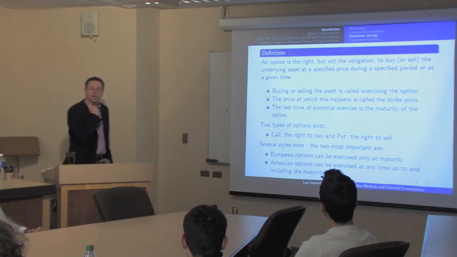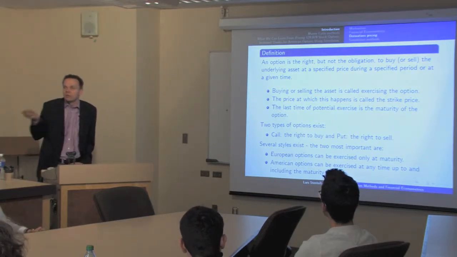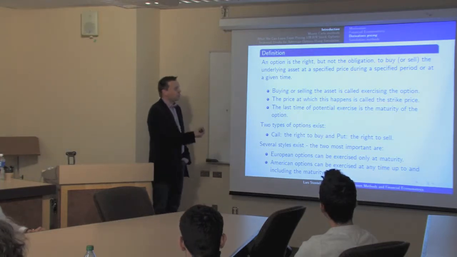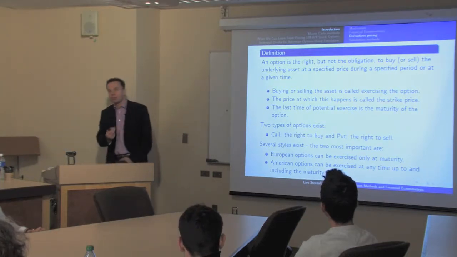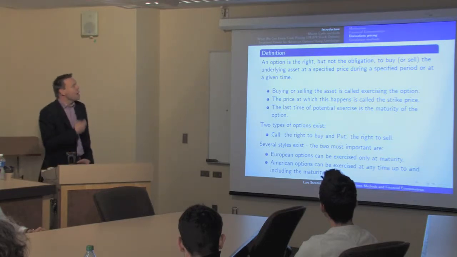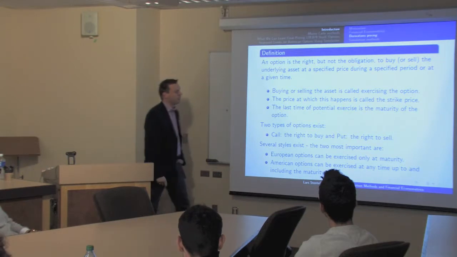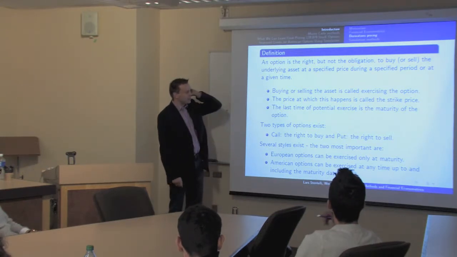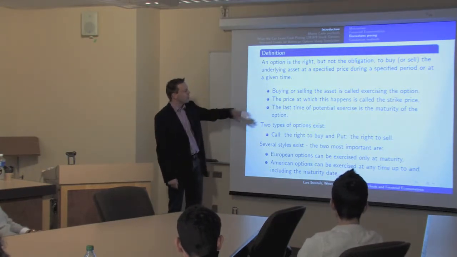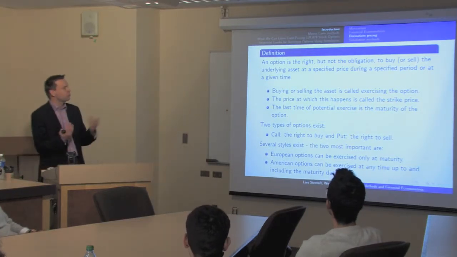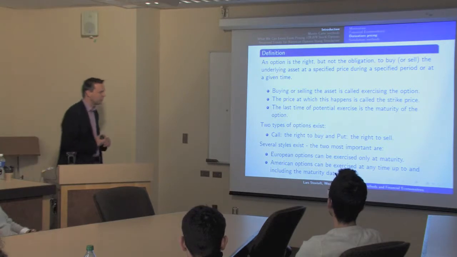An option is the right, but not the obligation, to buy or sell the underlying asset at a specified price during a specified period or at a specified time, okay? Some notation here, or some vocabulary. Buying or selling the asset is called exercising the option. The price that you trade at is the exercise price, and the latest point in time at which you can trade is the maturity of these things.